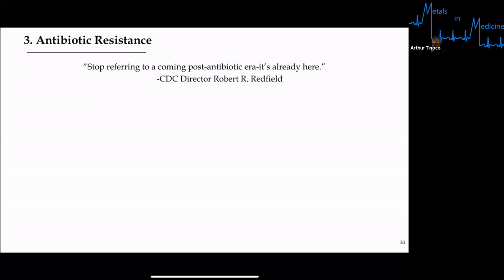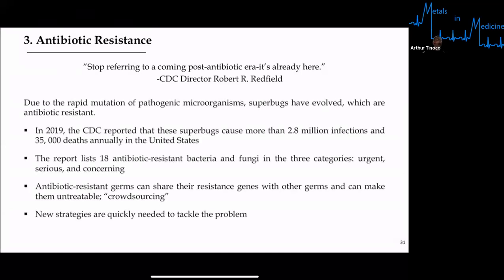This quote: stop referring to a coming post-antibiotic era, it's already here. So this was from the CDC director, Robert Redfield. So due to the rapid mutation of pathogenic microorganisms, superbugs have evolved, which are antibiotic resistant. So in 2019, the CDC reported that these superbugs can cause more than 2.8 million infections and 35,000 deaths annually in the United States. And that's just the United States.